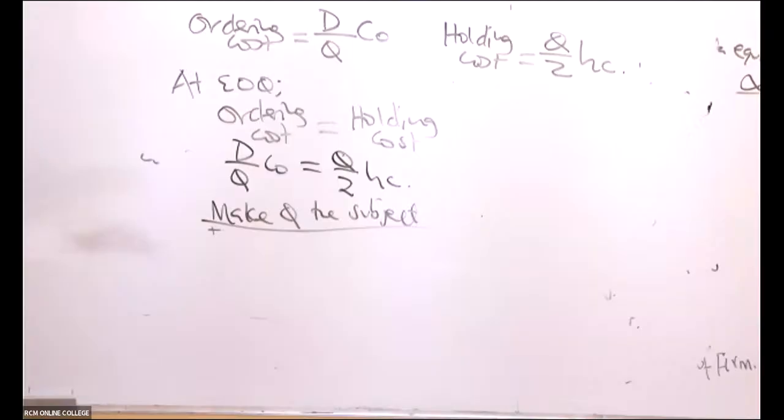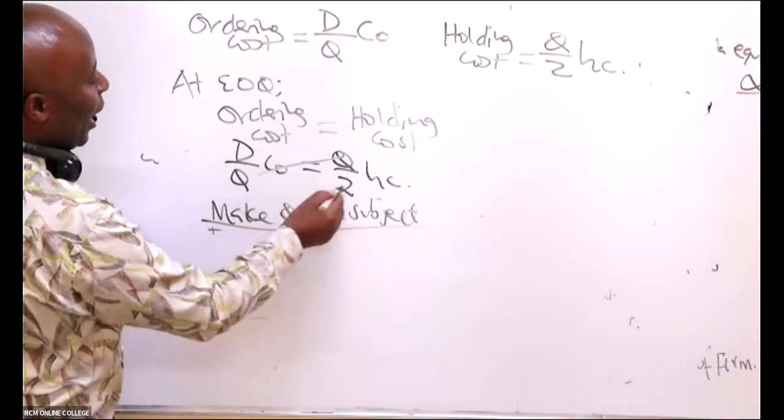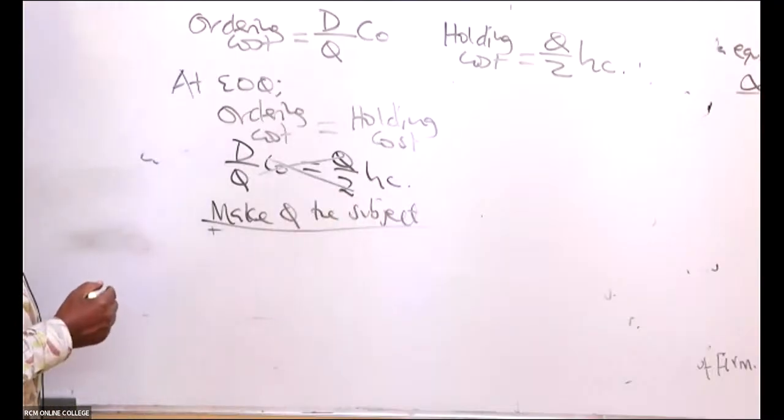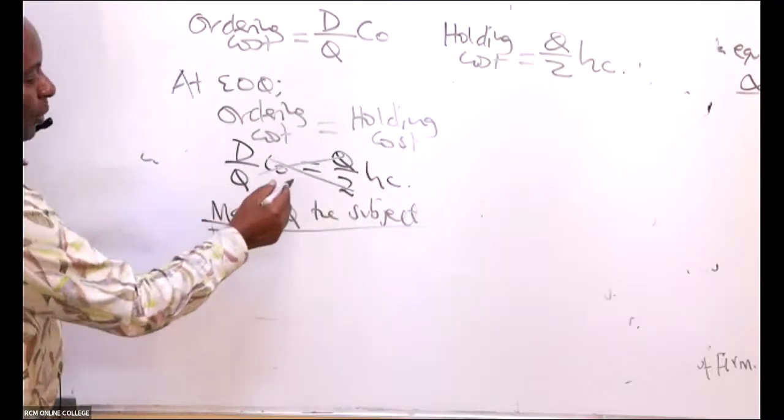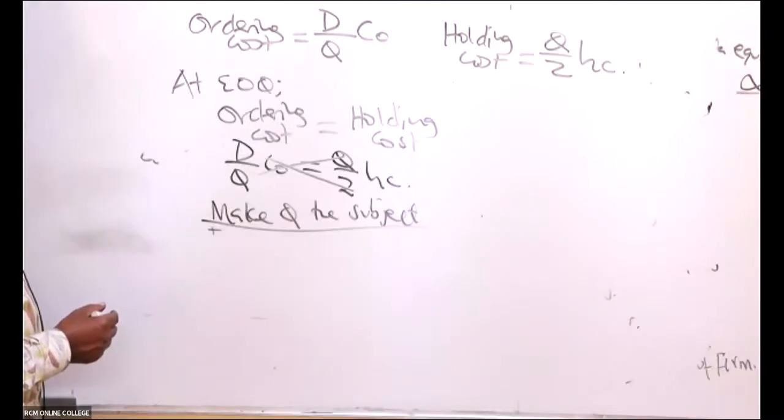Do your cross multiplication. So at economic order quantity, ordering cost equals holding cost. And then you can see the ordering cost formula there being equal to holding cost. Now we are making something the subject of the formula. So abracadabra, let's cross multiply. So if you cross multiply, what are we able to see here?